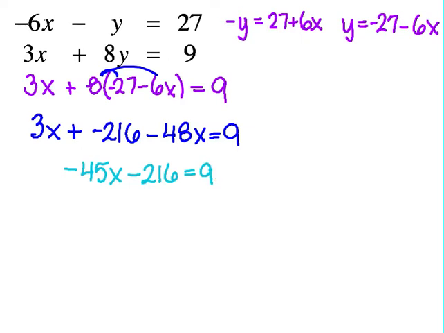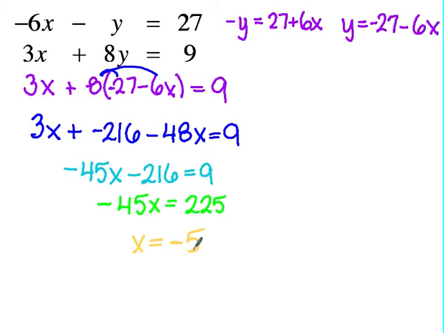What do you do now? Add 216. Add 216, so I get negative 45x equals 225. Very good. So then what does x equal? Negative 5, because that was a negative 45 that we divided by.